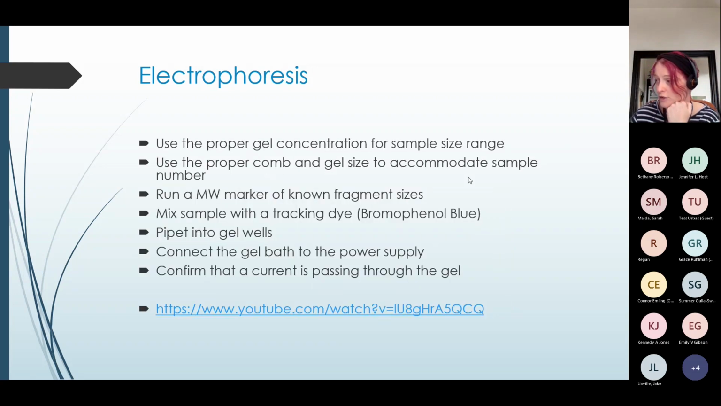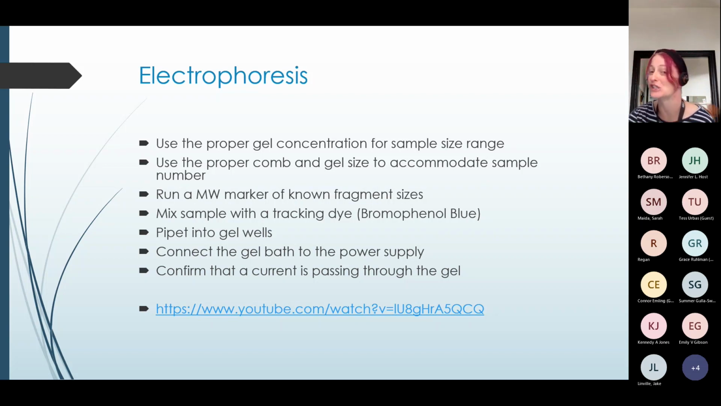And then you use the proper gel concentration for the sample size range, and use the proper comb and gel size to accommodate sample number. You run your molecular weight marker for known fragment sizes. You mix the sample with a tracking dye. We tend to use bromophenol blue. That way you can actually track where your sample is in the gel. If your dye runs off the gel, chances are you lost your sample as well. If you run it too long, it will literally just run off the gel and be in your buffer, and you have to start over because it's gone. You can't analyze it at that point.